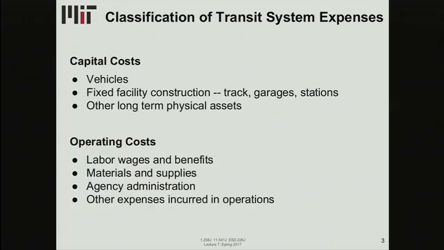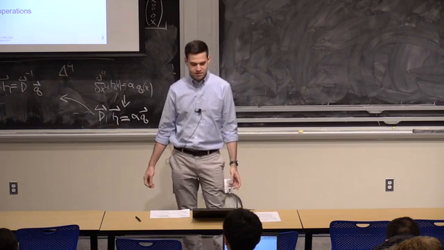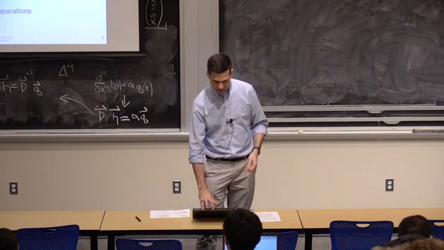All right, so you might remember when we talked about modal capacities and costs that, especially in the US, in North America, costs are divided into capital expenditures and operations expenditures. So capital costs have to do with the purchase of vehicles or the mid-life rehauls of vehicles, heavy maintenance. The fixed facility construction, so construction or major repairs of tracks, garage stations, bus stops, things like that. And then other long-term physical assets, so administration buildings and things like that. And then there's operating costs.